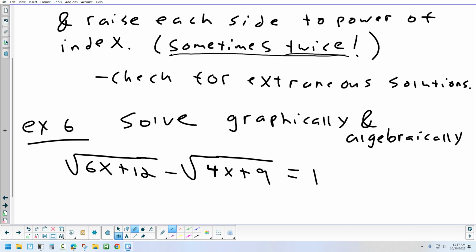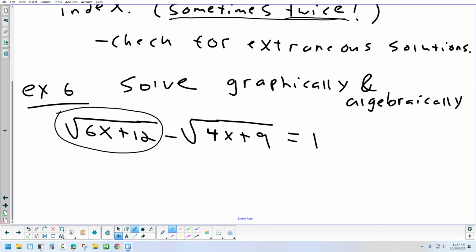Okay, we've got two roots. We're going to have to raise to a power that cancels each root separately. So, first step, is the root isolated on one side? What do you think? Daniel, what do you think? No. How could I get, let's say, this root by itself? You add the other one. Yeah, let's add the other one to the right side.